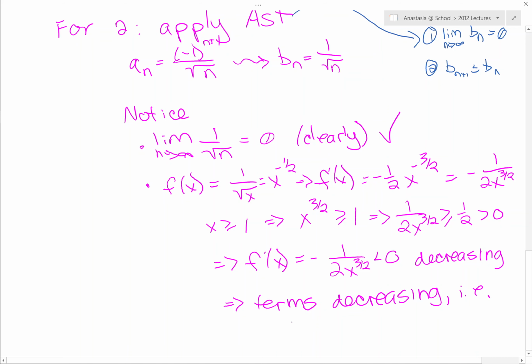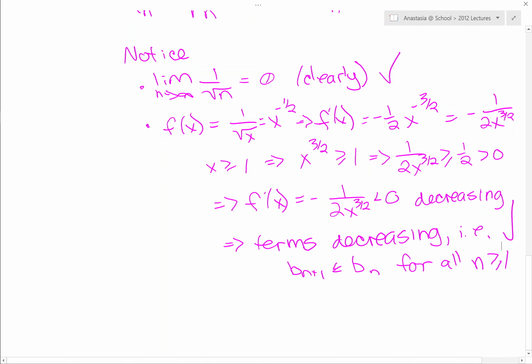And that's the same thing as saying that b_(n+1) is less than or equal to b_n, and this is true for all n greater than or equal to 1. Okay, so that is the second piece that we need for the alternating series test. As long as we have that the limit of our terms is 0 and that our terms are decreasing, then by the alternating series test, the series converges.